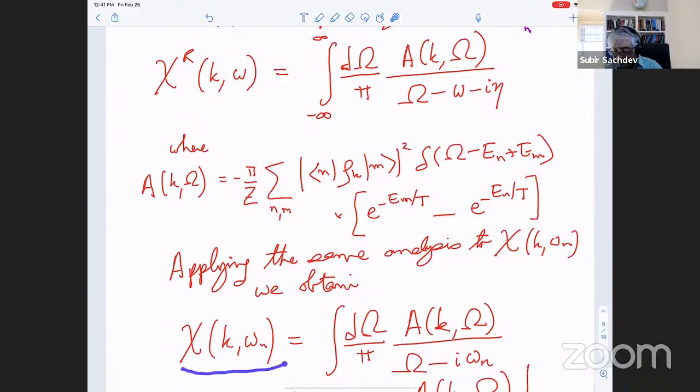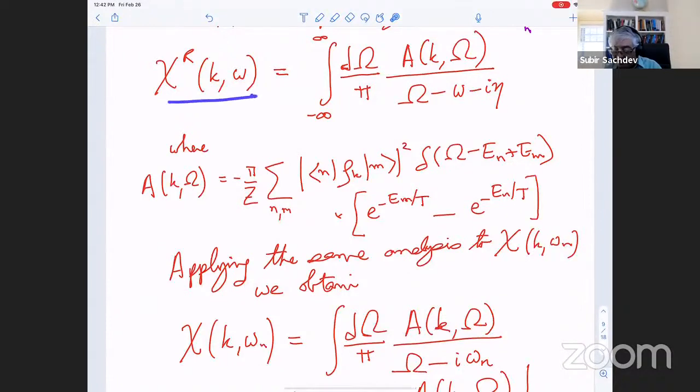Now, the theorist, having computed this object, would love to compare the results with the experimental measurement of this. And that's not easy to do. It's because of what's called the inversion problem. So given chi of k and omega, can I compute A of k and omega?